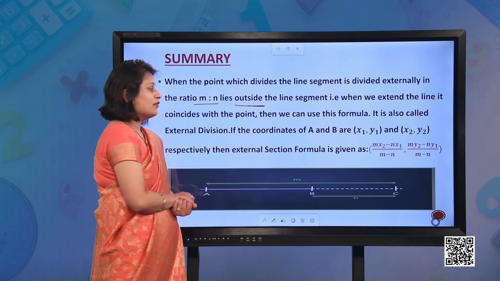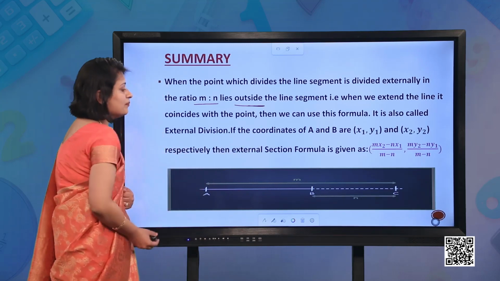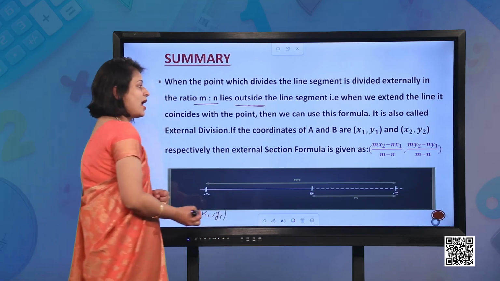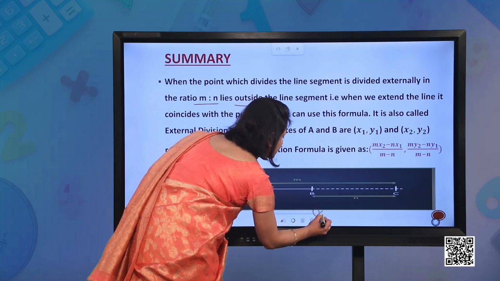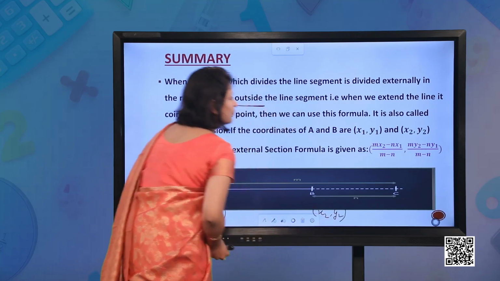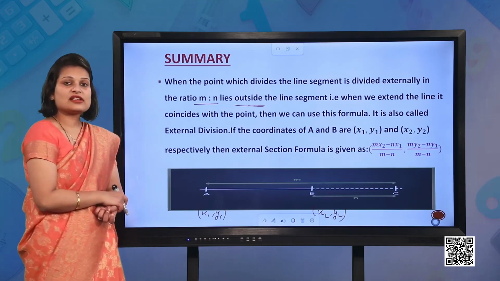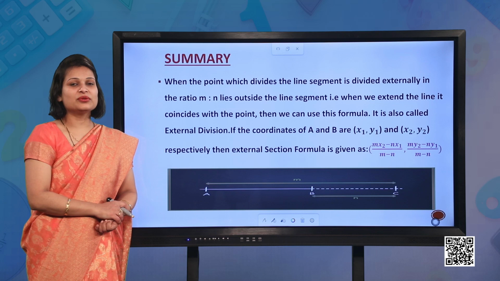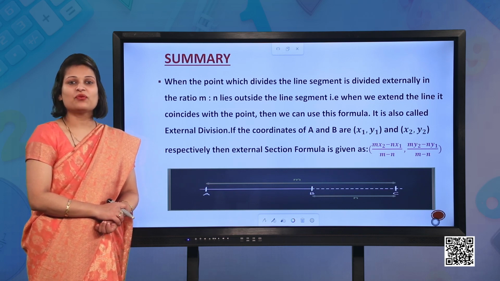If the coordinates of A and B, we have taken the coordinates of point A as (x1, y1) and B as (x2, y2), then the external section formula is given as (m x2 minus n x1) divided by (m minus n) and (m y2 minus n y1) divided by (m minus n). I hope you have understood the section formula external division very well.